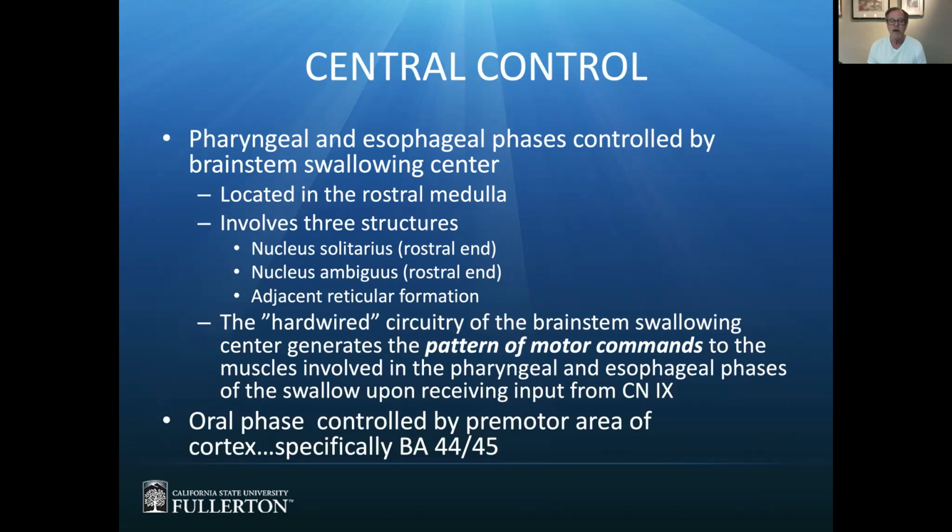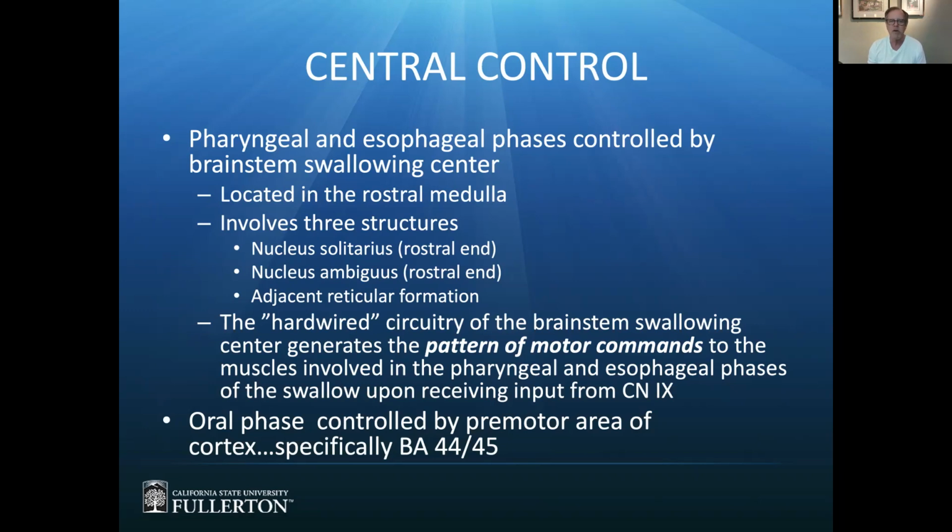Brodmann's area 44-45 should be pretty familiar to you. That's Broca's area if you're talking about 44-45 on the dominant side of the cerebral hemispheres. Now, going back to the brainstem swallowing center, it is located in the rostral medulla. Keep in mind the medulla is the very base of the brainstem. And the rostral portion of the medulla would be the one that is more up toward the head end of the structure, brain, as opposed to the tail end, which would be the caudal medulla. This is the rostral medulla, about the rostralmost 1/3 of the medulla.